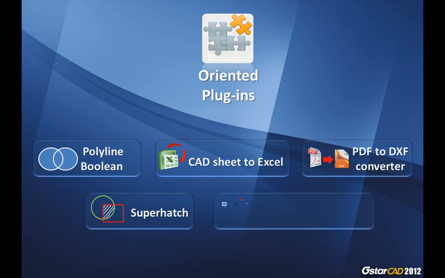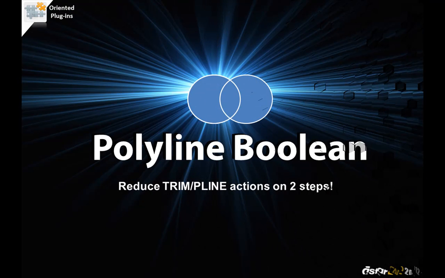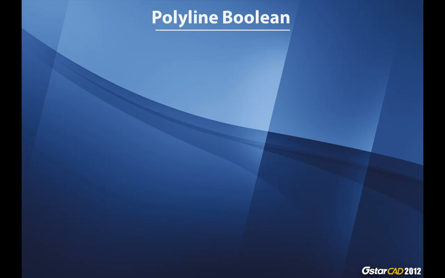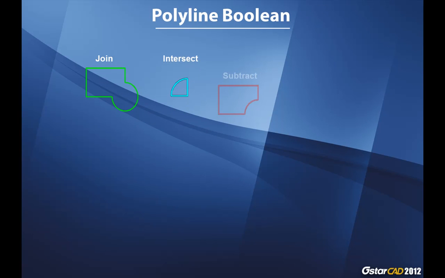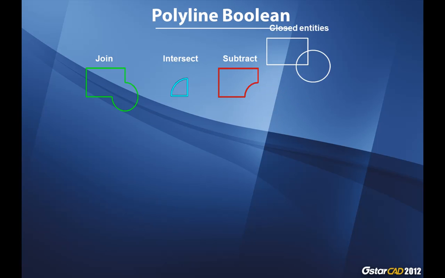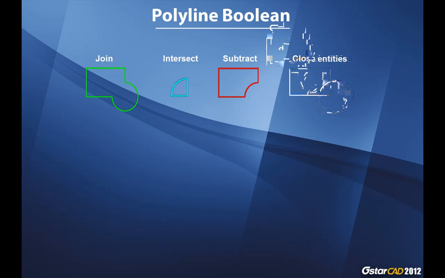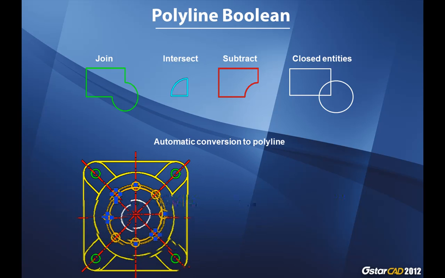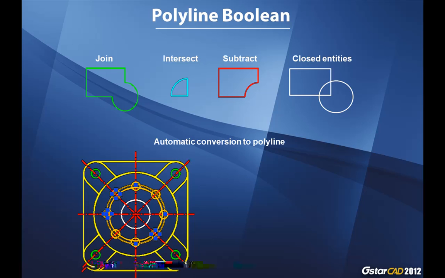So let's start talking about POLYLINE BOOLEAN. This revolutionary plugin is able to perform three Boolean operations: join, intersect, and subtract closed entities. So you can apply POLYLINE BOOLEAN only to closed entities. After you perform any of these Boolean operations, you will get automatic conversion to polyline.